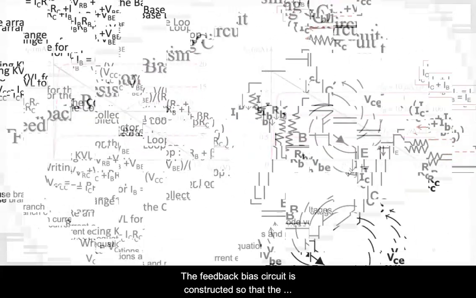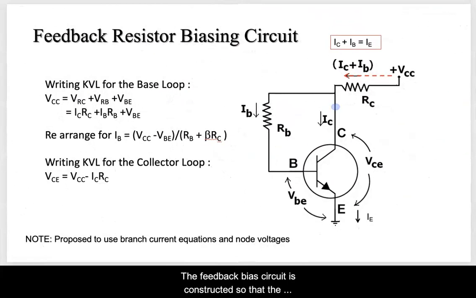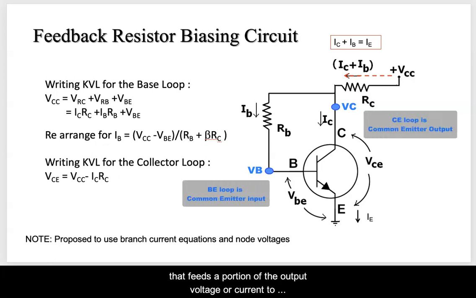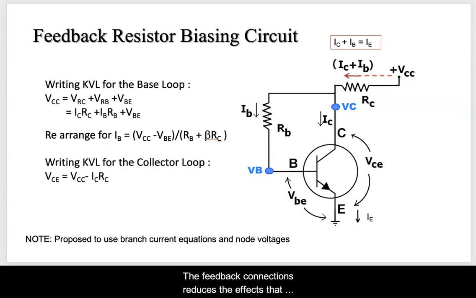The feedback bias circuit is constructed so that the collector voltage VC has a direct effect on the base voltage VB. The term feedback is used to describe a circuit connection that feeds a portion of the output voltage or current to the input, that is, to control the circuit's operating characteristic. Here, the feedback connection reduces the effects that variation in beta has on the Q point values.